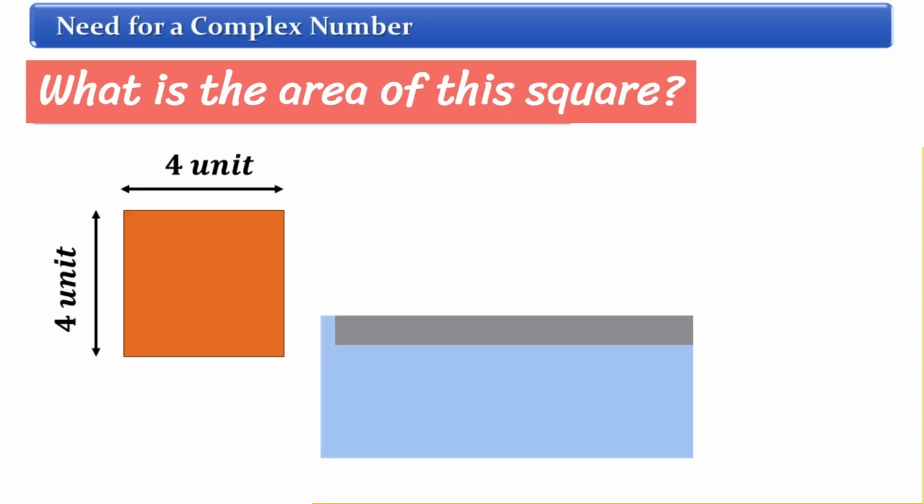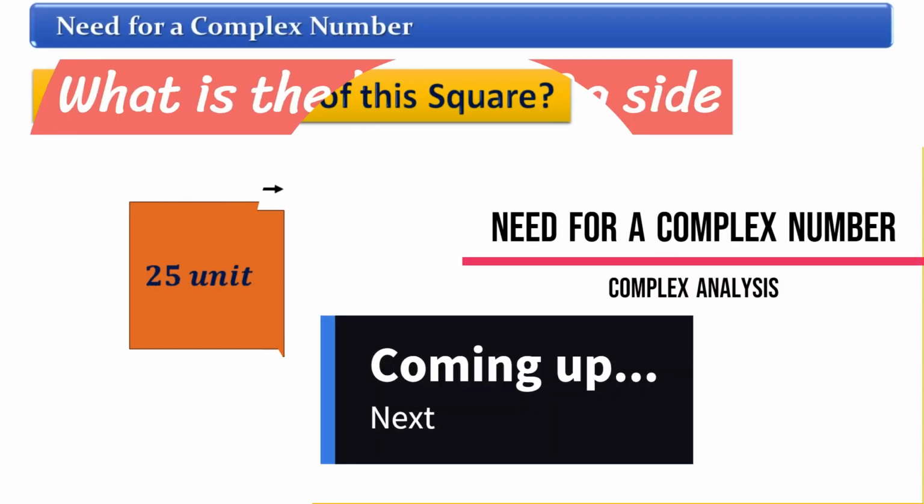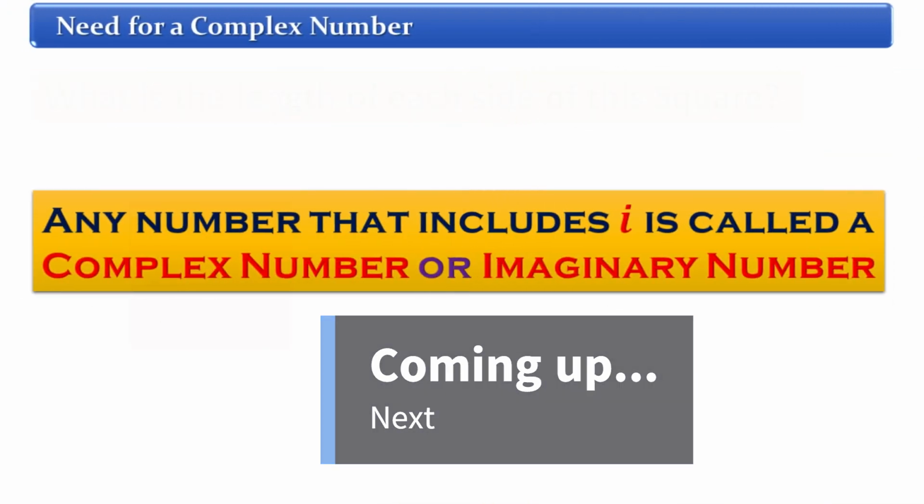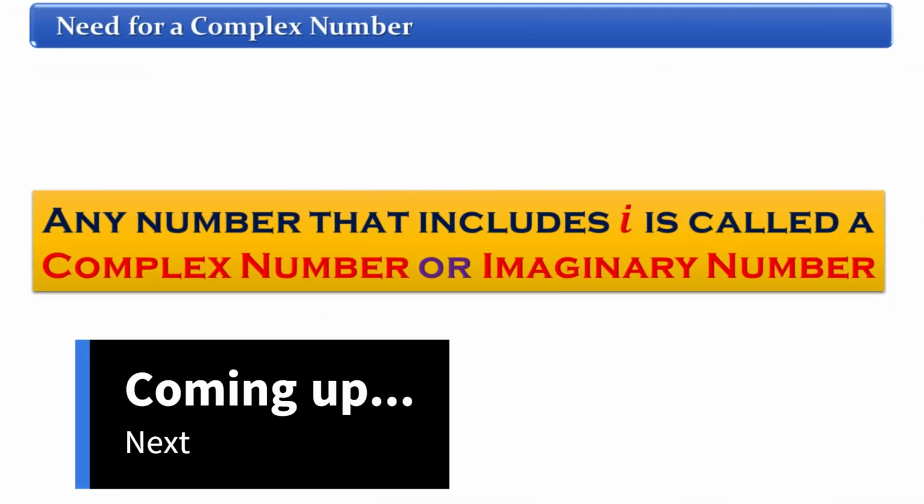What is the area of this square having 4 unit as the length of a side? What is the length of a side of this square having 25 unit square as the area? Any number that includes i is called a complex number or imaginary number.